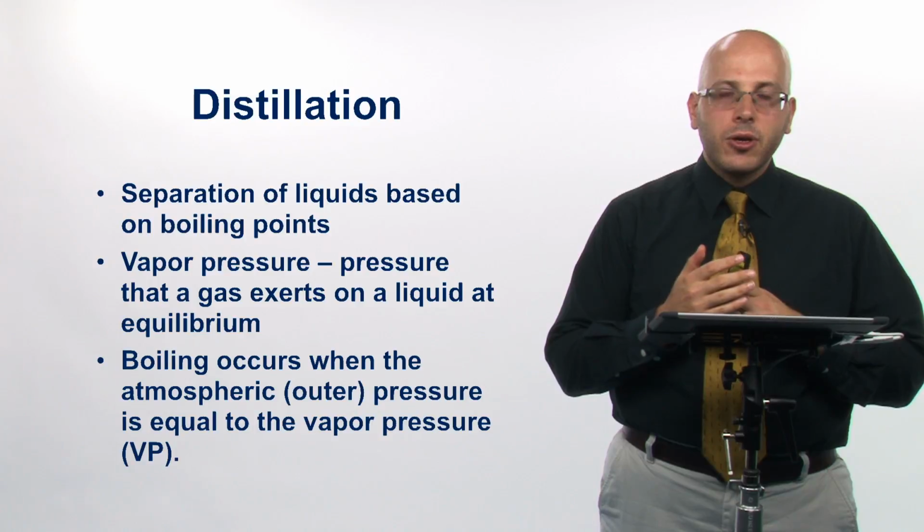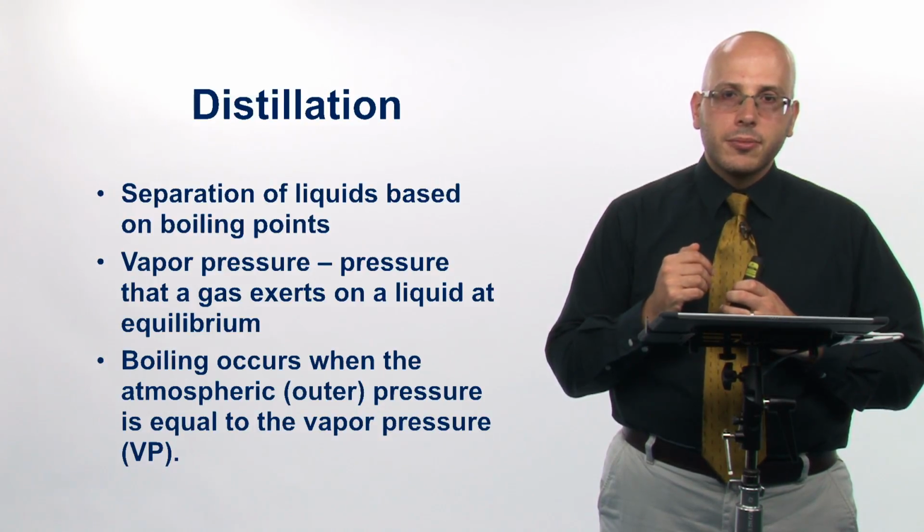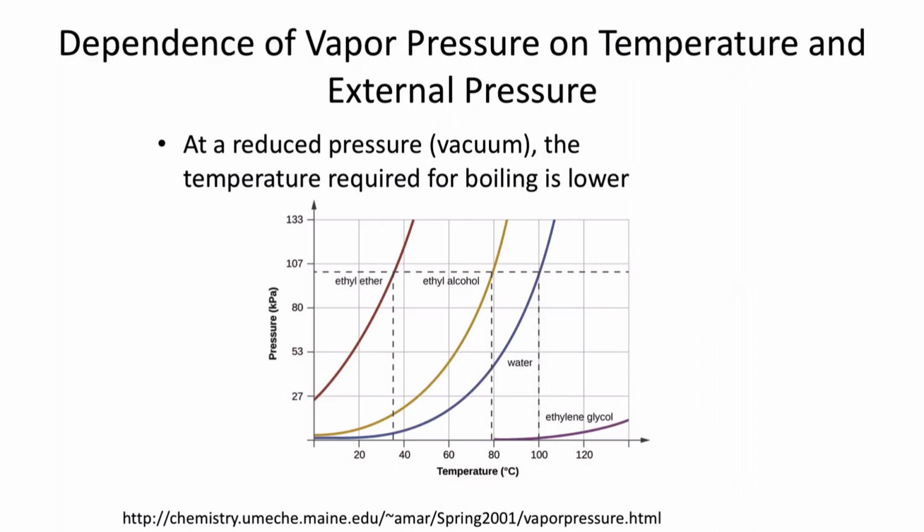So let me show you a figure that compares the vapor pressures of different substances to each other. So if we look here, my y-axis here is pressure, in this case kilopascals, and my x-axis here is temperature. And these are vapor pressure curves for different substances, okay, diethyl ether, ethyl alcohol, water, and ethylene glycol. And you can see that for all of these things, as temperature increases, vapor pressure also increases.